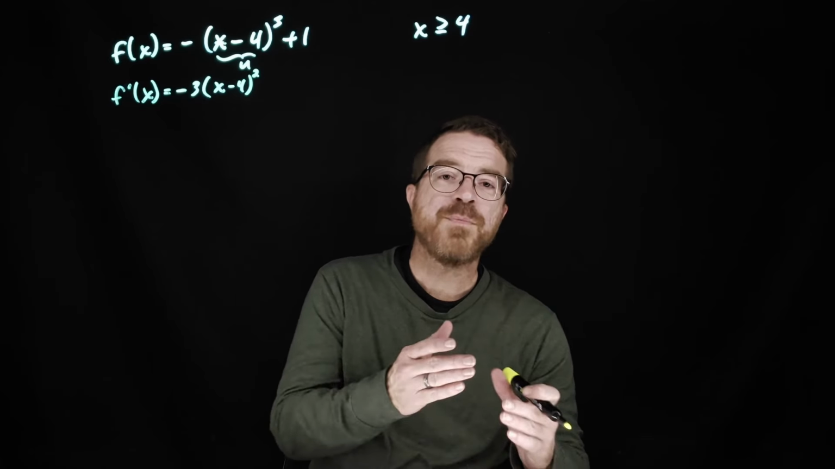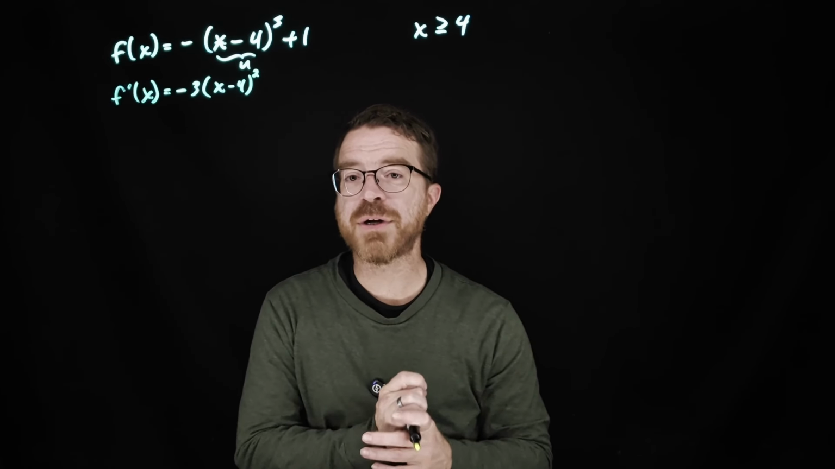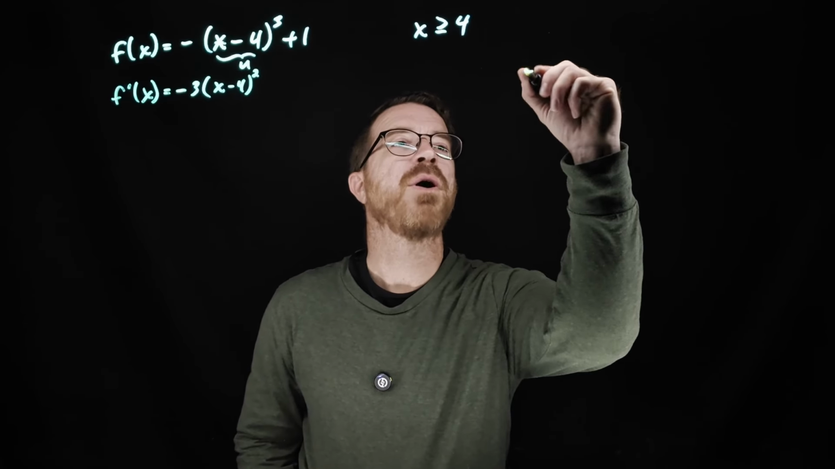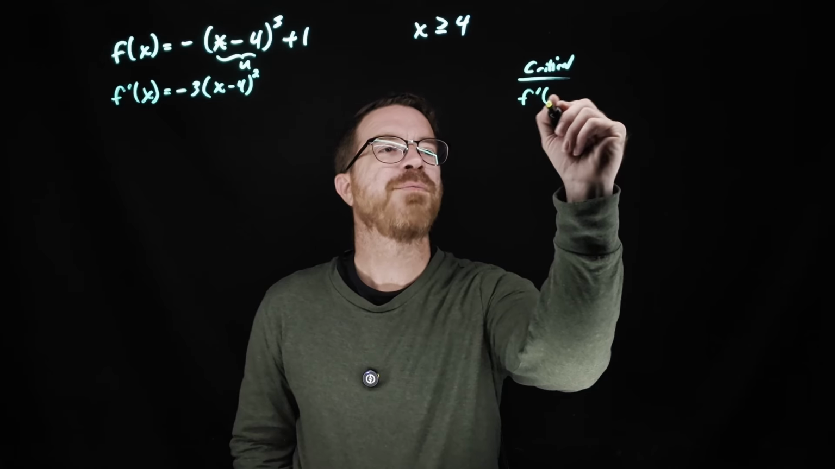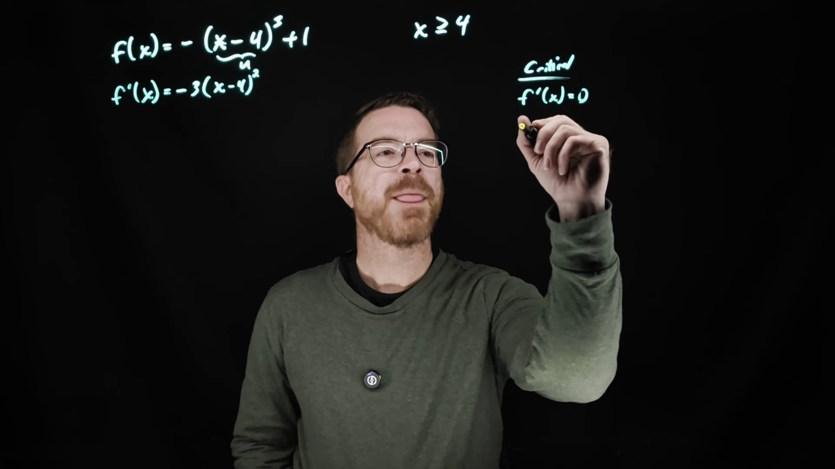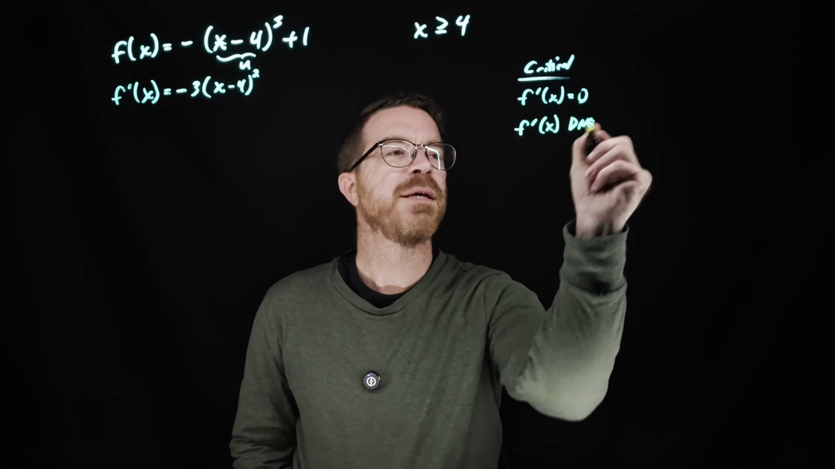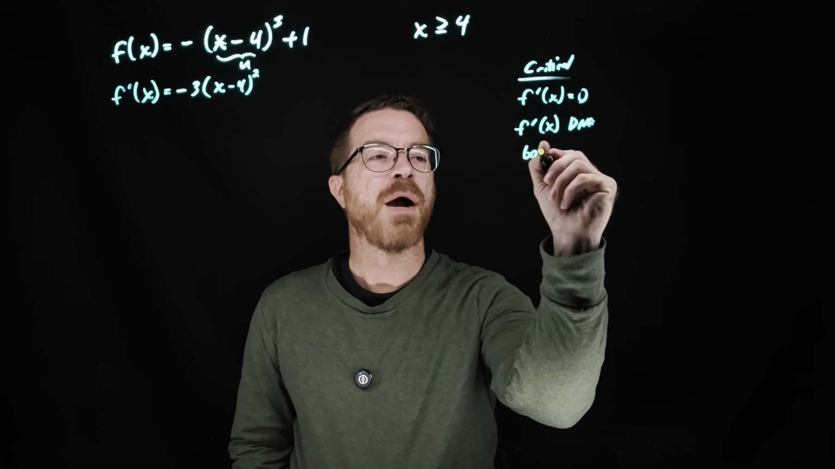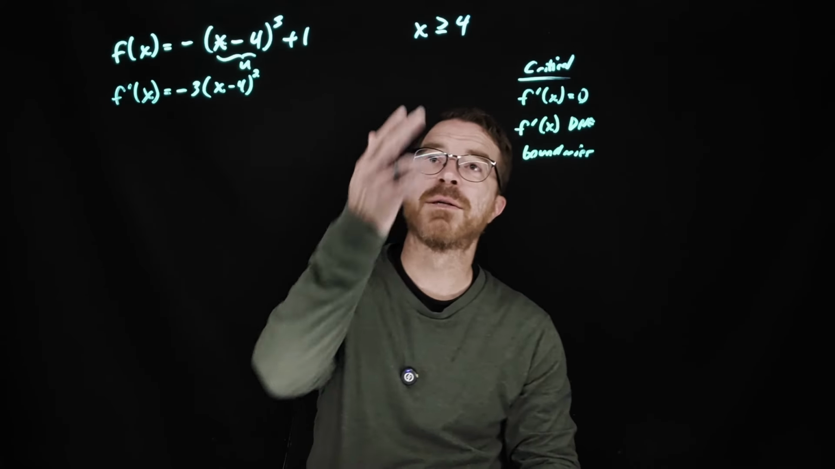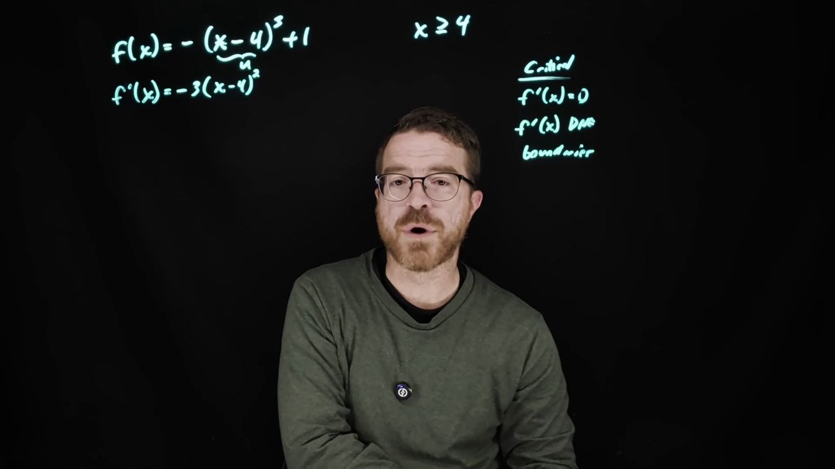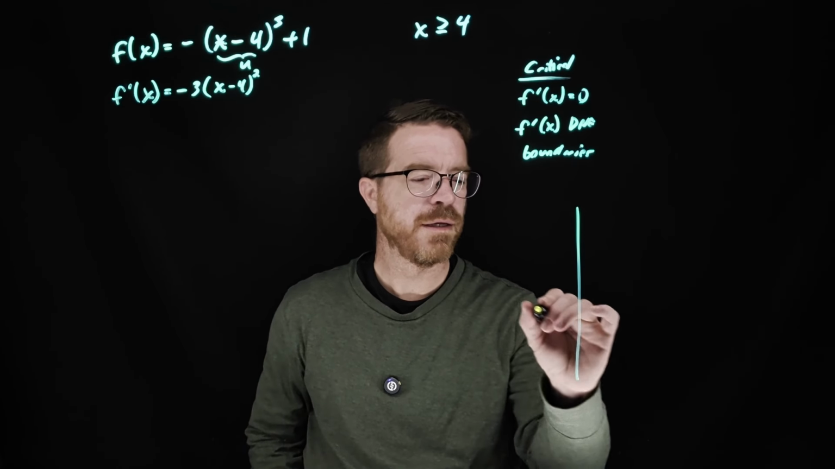So now we can figure out where this is either a maximum or a minimum by considering our critical values, which, if you remember, are where we have f prime of x equal to 0, where f prime of x does not exist, and we also have to consider our boundaries, right? In this case, we do actually have a boundary, which is x greater than or equal to 4, meaning that at x equals 4, we have to consider that, right?